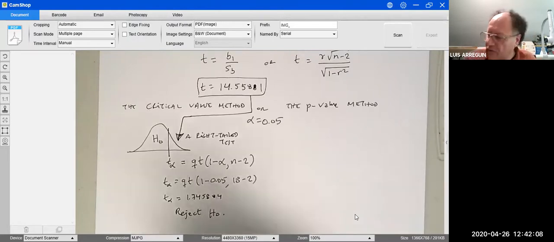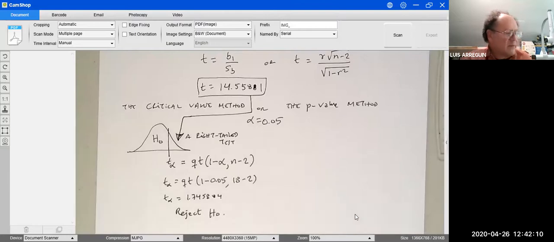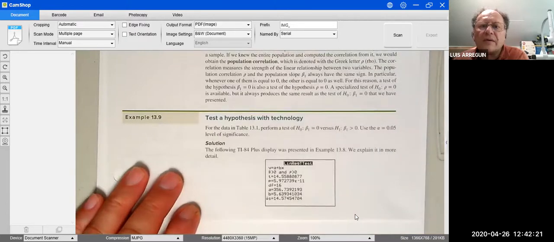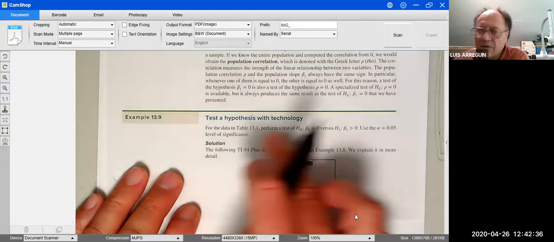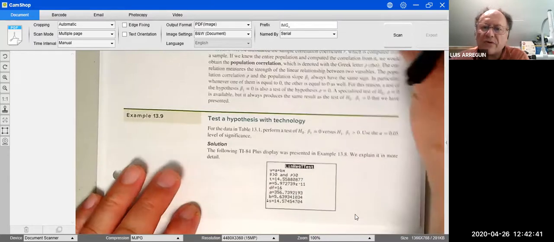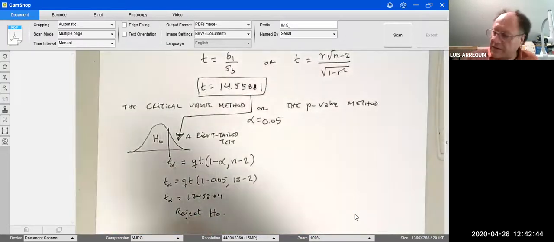So now I'm going to finish the other part with the p-value method, but before that I'm going to show you example 13.9, which is for the data in table 13.1, which is the same. We're going to perform a test with the null again, beta 1 equals 0 versus beta 1 greater than 0, again the same significance level. They say that they're going to use technology, but the point of this example is that they are using, in this case, the p-value method. So it's the same thing that we are doing. We're going to continue our work.